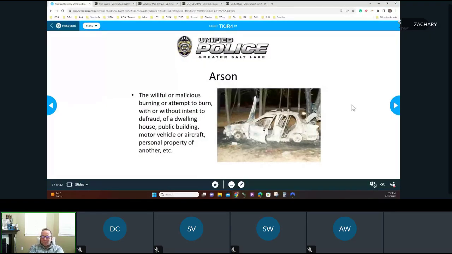Okay, arson. Some people get insurance money for burning down a structure, or they need the money for a car or something like that, so they would go and burn things, right? In an attempt to defraud, or some people just do it because they're mad at somebody else.